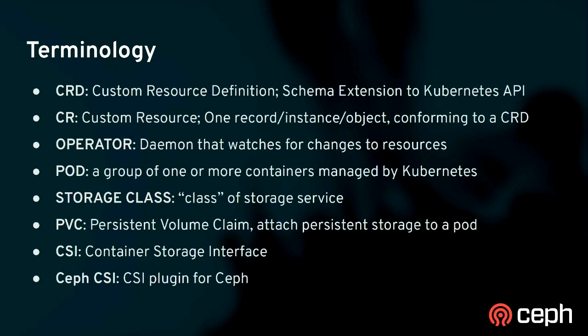A PVC, a persistent volume claim, is fairly critical. That's the storage that we're attaching to a pod or a containerized workload. And CSI is the container storage interface. This is really key going forward as the main way we're going to be plugging third-party storage platforms into a Kubernetes ecosystem.